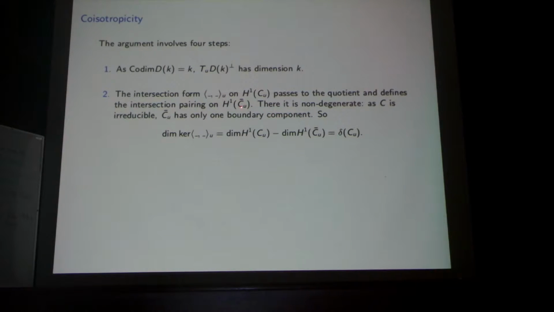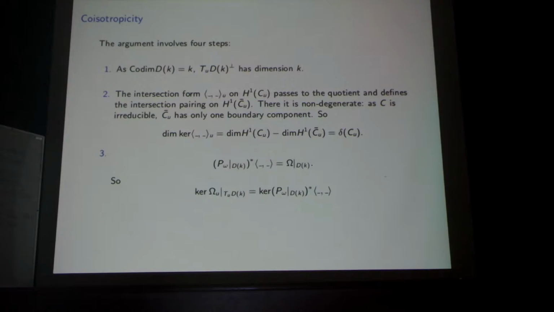And on the cohomology of the normalization, the intersection form is non-degenerate, because since C is irreducible, the normalization of any singular fiber still has only one boundary component. And so the dimension of the kernel, the null space of the intersection pairing on this cohomology, is just the difference in dimension of the cohomology of the normalization and the cohomology of the curve itself, which is just the delta invariant.